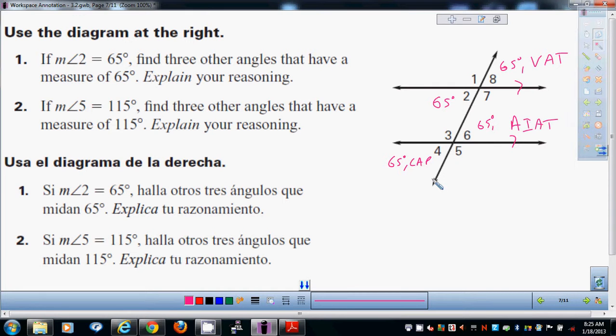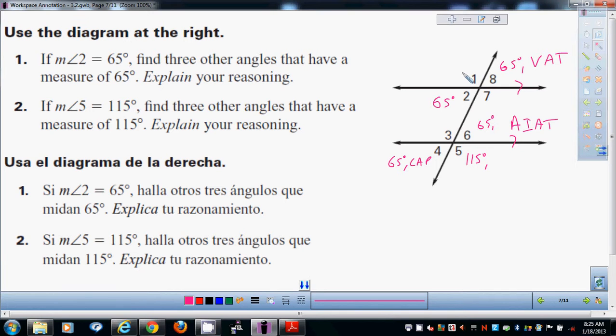Your only options here are these. You don't know this one, so you can't use corresponding. You don't know this one, so you can't use alternate exterior. And you can't use consecutive interior because they're not next to each other. So your only option right now is to use either vertical angle, which you don't know because you don't know this one, or a linear pair. What is a linear pair of angle 5? Which angle would form a linear pair with that? 4. There you go.